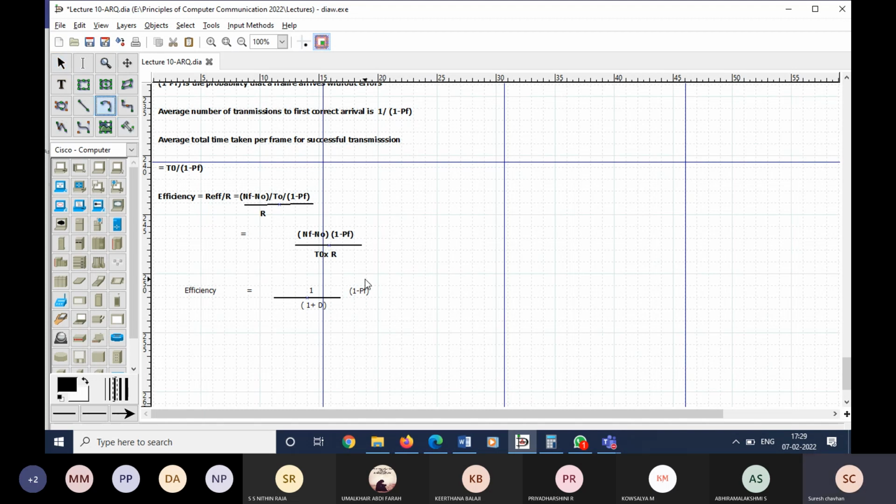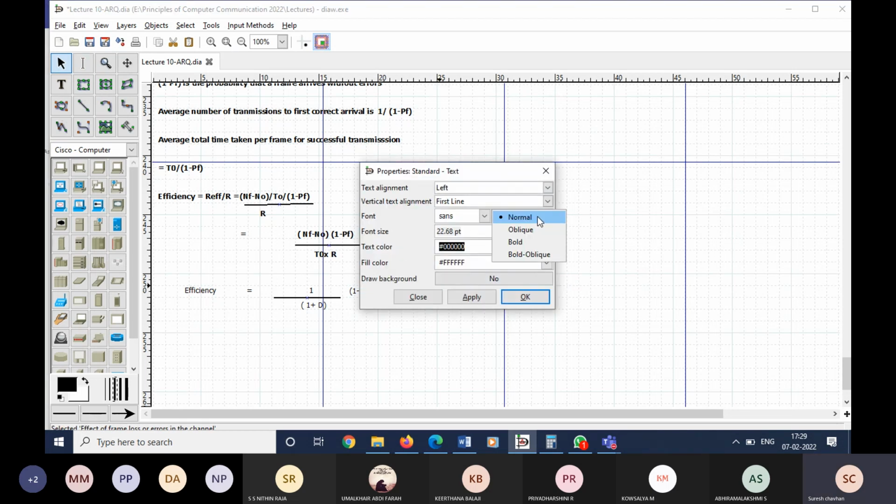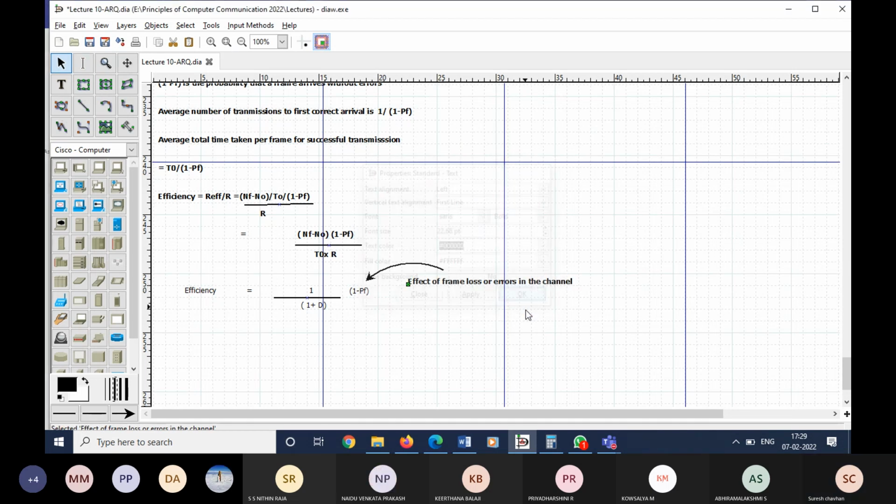Right? So that's the reason here we have the effect of errors in the channel. This is the effect of frame loss or errors in the channel. That's the reason we are writing that factor here. Correct?